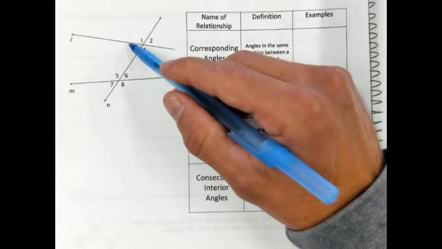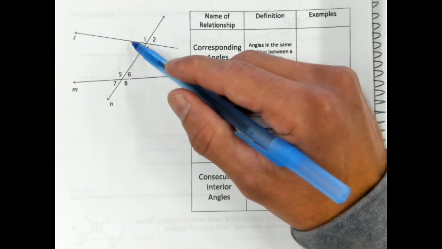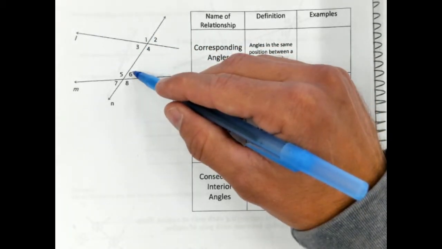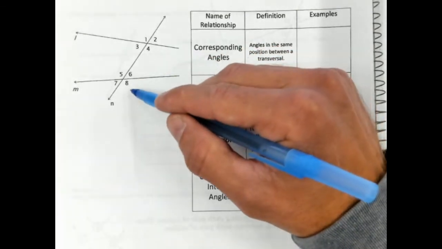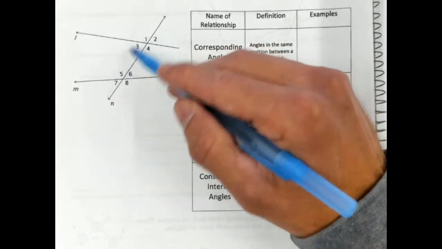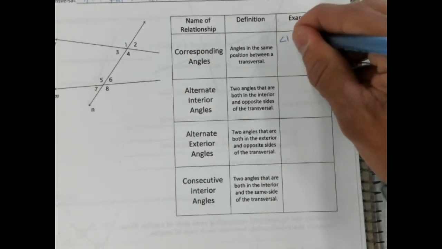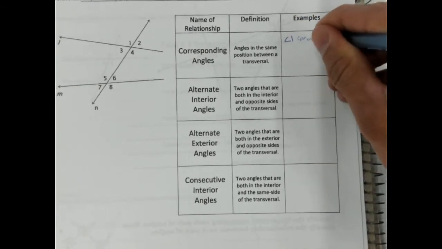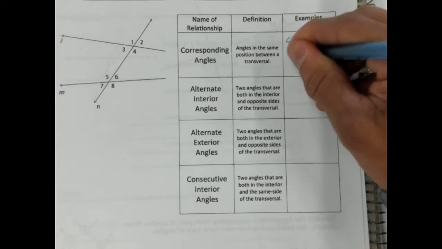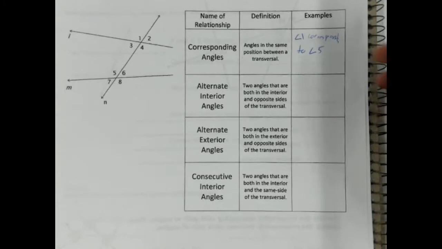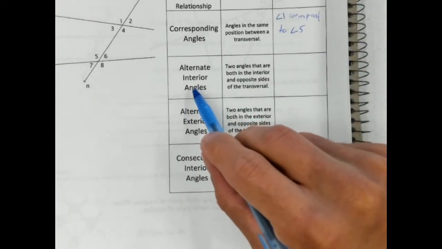We can't talk about it just yet, but you'll see what I mean fairly soon. But angle 2 would be considered corresponding to angle 6. Angle 4 corresponds to angle 8, angle 3 to angle 7, and angle 1 to angle 5. So for example, angle 1 corresponds to angle 5.